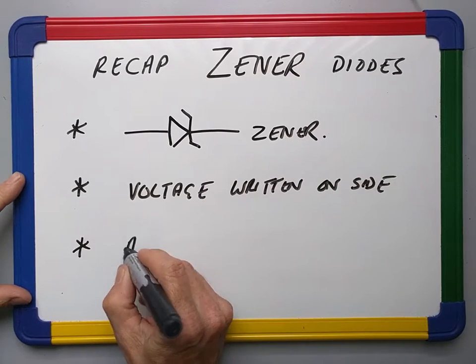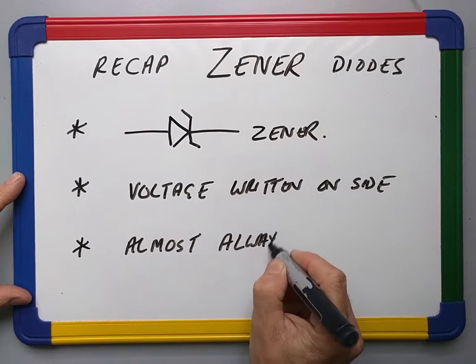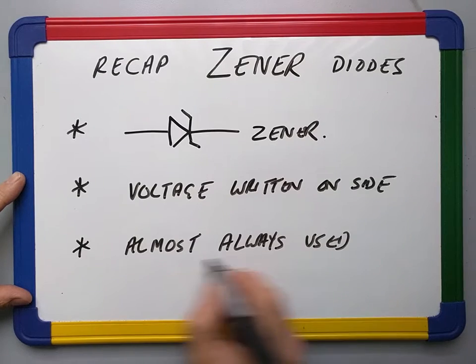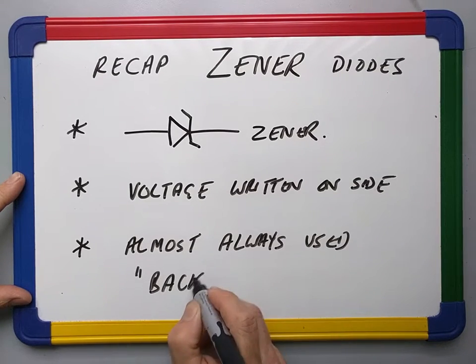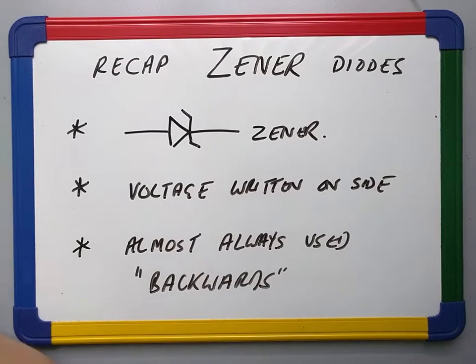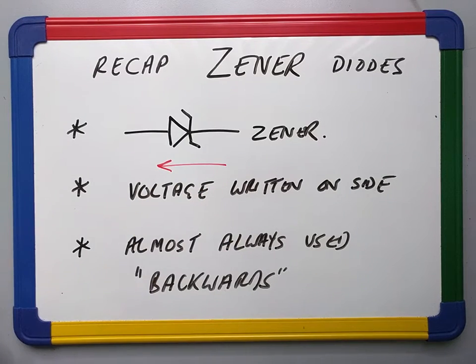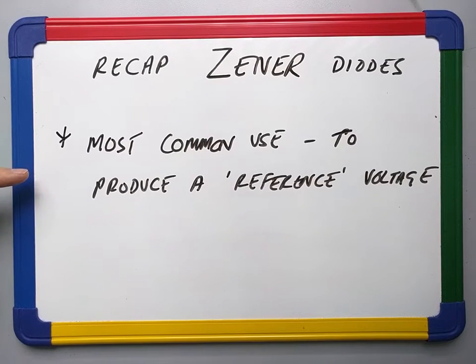So that's the voltage that will always be across the diode whenever a current is passing through it backwards. And it's almost always used backwards. In other words, with the current flowing, as I've drawn it here, with the current flowing this way. And the most common use is to produce a reference voltage. So a point in your circuit where the voltage, although the supply voltage may change or the voltage at other points in the circuit may change, the voltage across the zener stays steady.